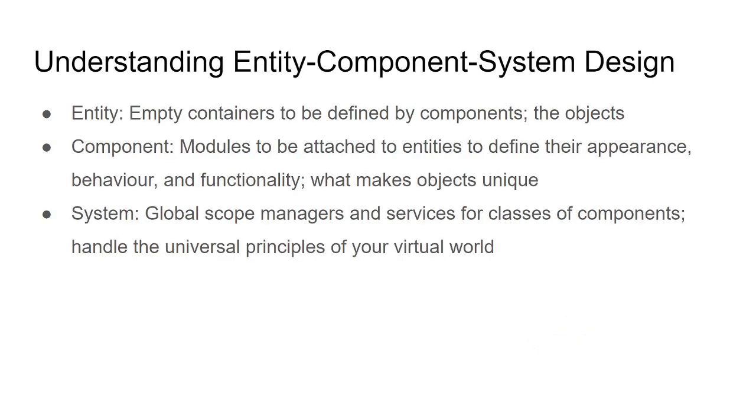Now let's understand a little bit more about entity component system design, which contrasts with inheritance, as you might expect. Entity component systems have three different elements. It has entities, which serve as the empty containers or the things or objects of the world. And these entities are defined by the components associated with them. Components are modules you can attach to different entities, with each component defining some type of functionality or behavior or appearance, and this combination of components on each entity is what makes that entity unique. You also have systems, which behave very similar to components, but work on a global scope and communicate with different types of components that are related to each other to handle things like the universal principles of your virtual world.